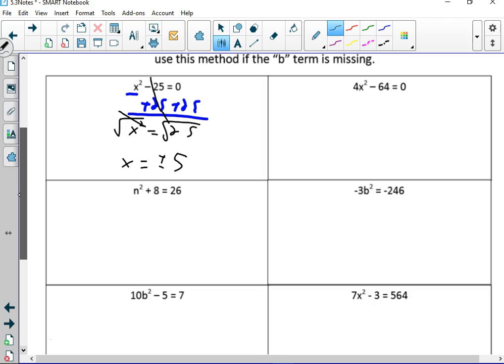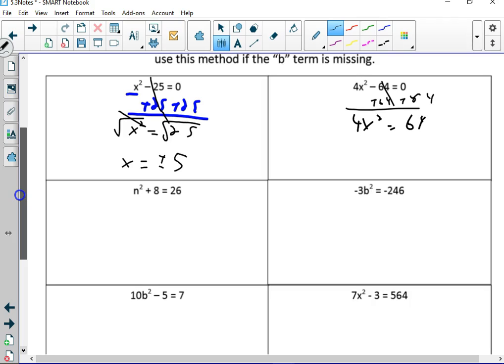So, again, don't get intimidated. If this was just 4x minus 64, we would do two things. We'd add 64 and divide by 4. We're going to do the exact same thing. There's just going to be one extra step at the end. So, add 64, both sides. Okay? 4x squared equals 64.